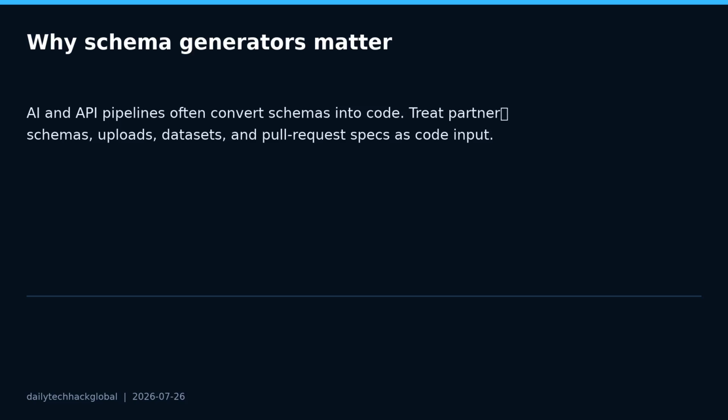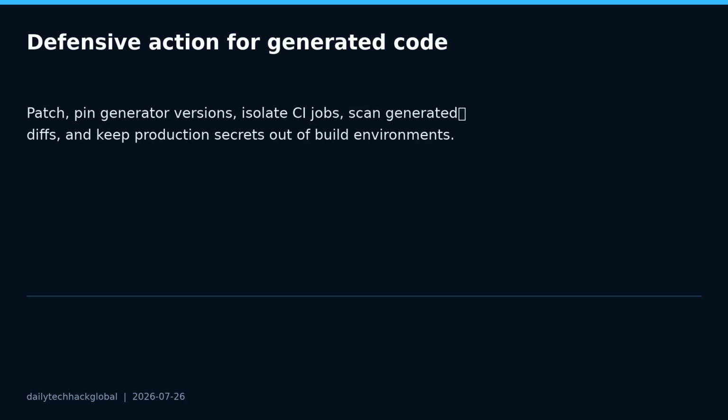The fix is to upgrade datamodel-code-generator to 0.70.0 or later, and to treat schemas as code when they come from partners, user uploads, pull requests, datasets, or API discovery. Pin generator versions and CI, scan generated diffs before import, run generators in isolated build environments, and avoid giving model generation jobs cloud credentials or production secrets.